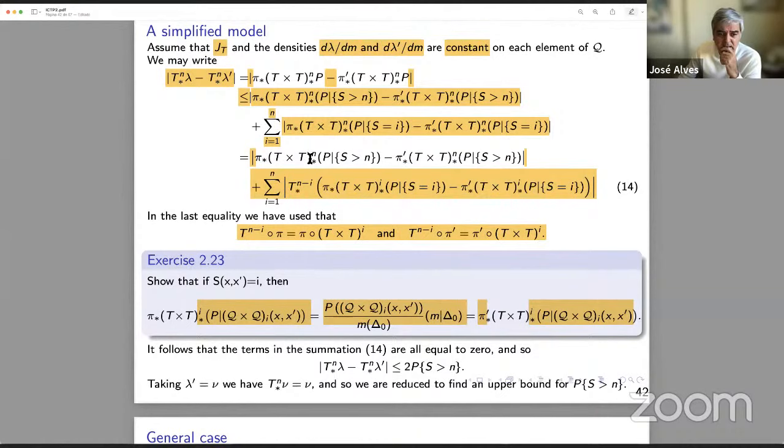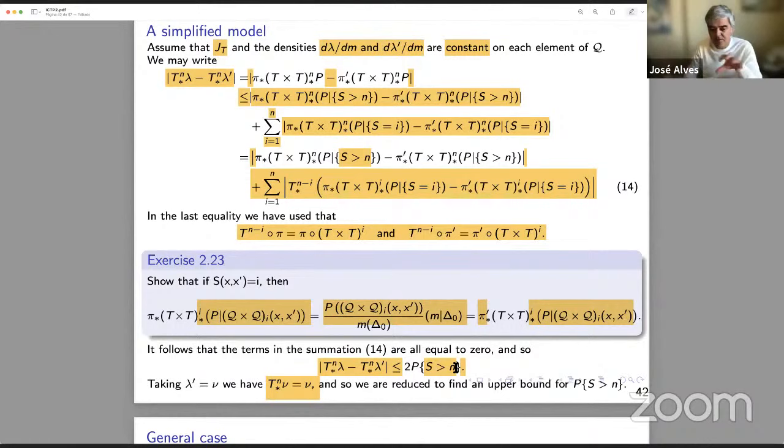And it's not difficult to see that it essentially depends on the mass of P of this set of points with simultaneous return time bigger than N. So we can make this estimate here. Taking, as I said, lambda prime equal to nu, we have this. And so we obtain an estimate for what we want, but now in terms of this. So we have reduced now to P. P is the probability lambda times lambda prime of this S bigger than N. So the estimate for the simultaneous returns on both variables. This is the coupling. This is the matching argument.